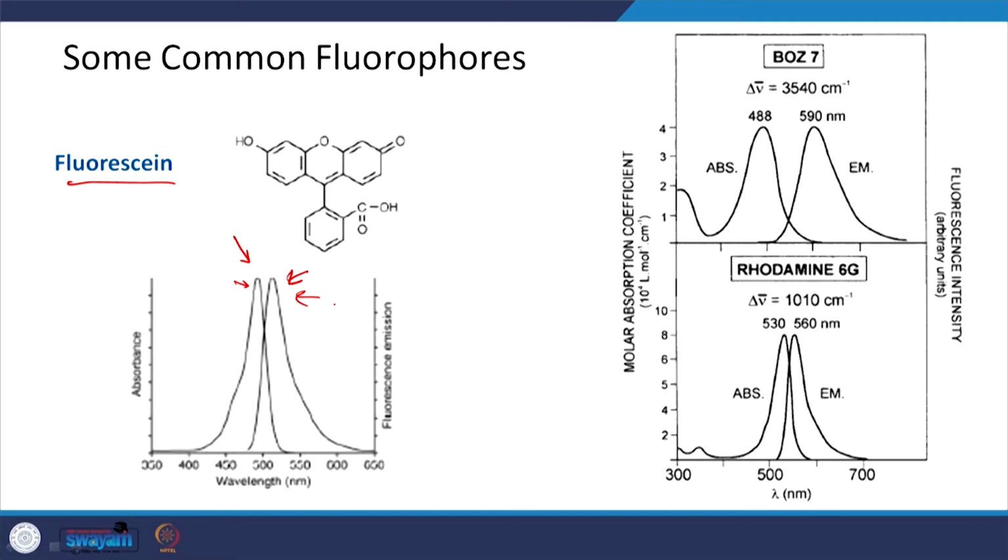If you take another example, let us say we have a BODIPY molecule or, say, rhodamine. The absorption peak is around 530 nanometers. You excite at this wavelength, and in the emission you see fluorescence at 560 nanometers. This small shift is called the Stokes shift.